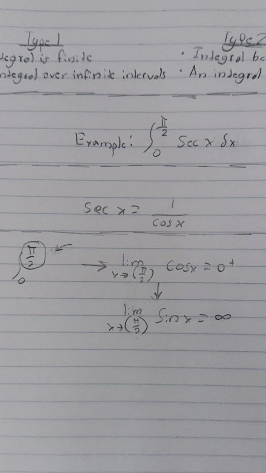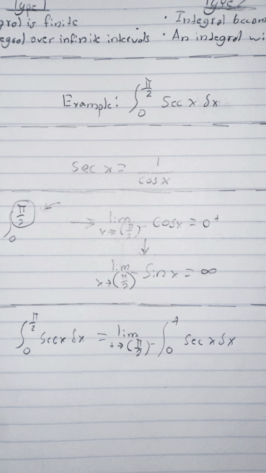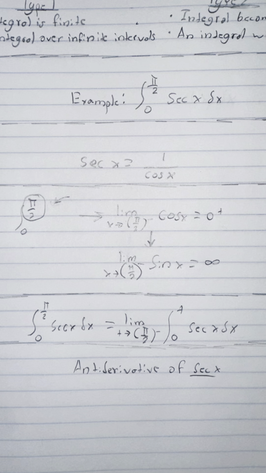Because the infinite behavior at the endpoint is making the integral improper, we can say that this is a type 2 integral. Therefore, we want to rewrite the integral as a limit where we stop short of the bad point and then let our stopping point approach it. We can rewrite it by saying that the integral from 0 to pi over 2 of secant x dx equals the limit as t approaches pi over 2 from the left of the integral from 0 to t of secant x dx.